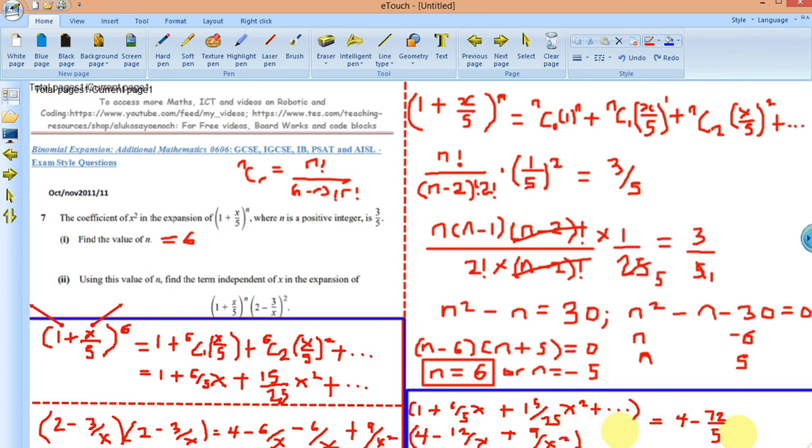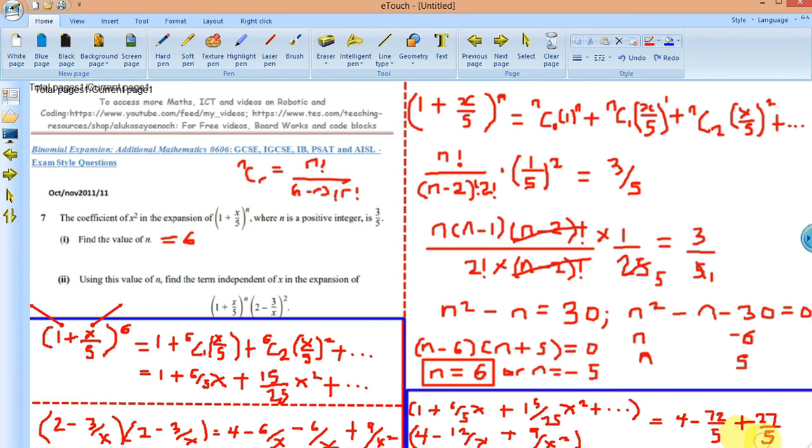So I have 15 over 25 times 9. 15 over 25 times 9, so that's 27 over 5. So this one is 15 over 25 times 9. So 15 over 25 times 9, that is 27 over 5.